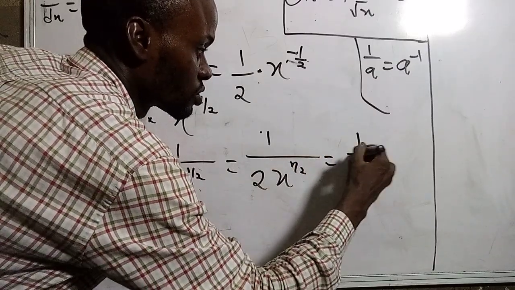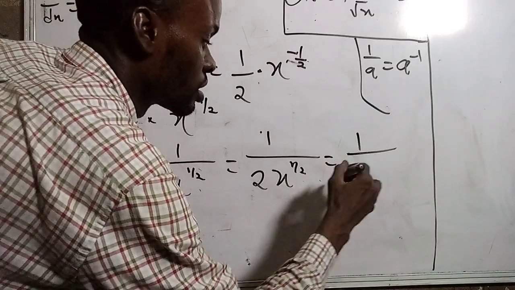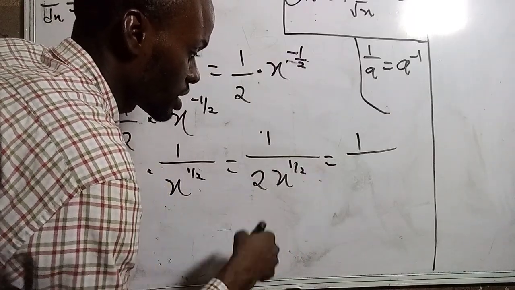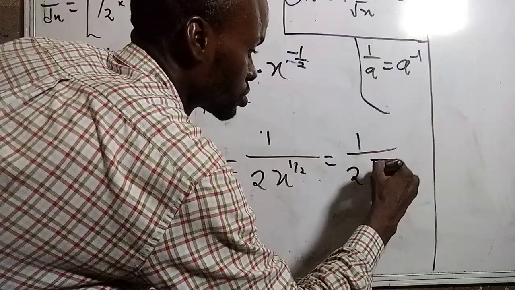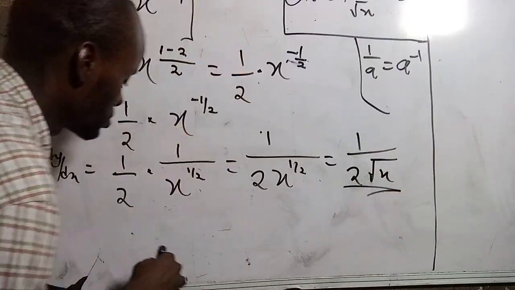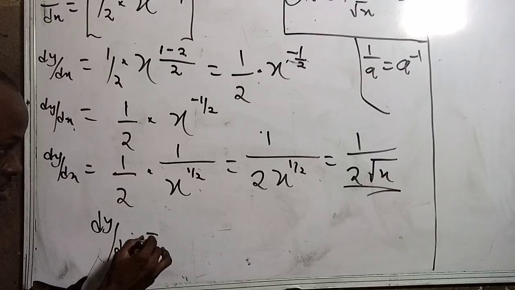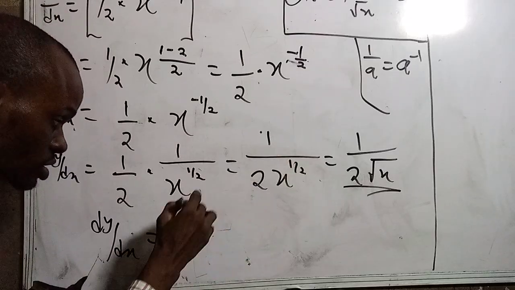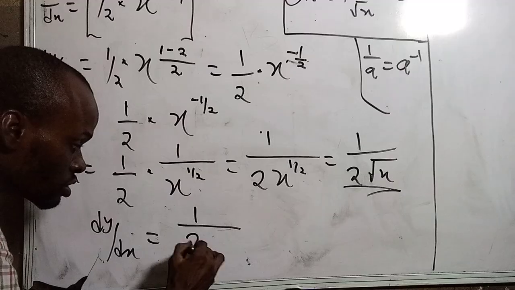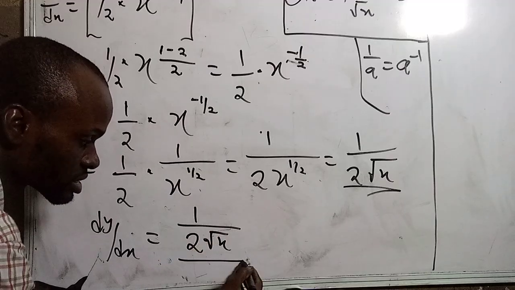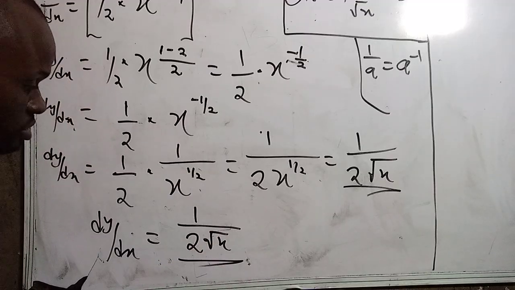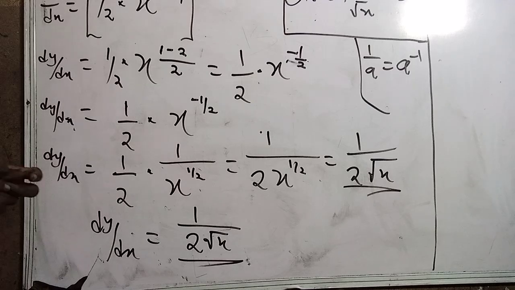So simply, since this is 1 over 2, I can still write that as 1 over 2 root x. So from here, my dy/dx equals 1 over 2 root x. Okay, so that will be our answer. So let's take the next question too.